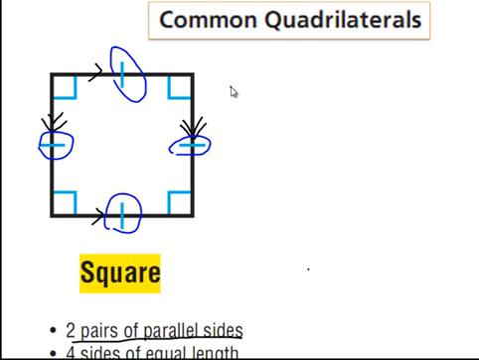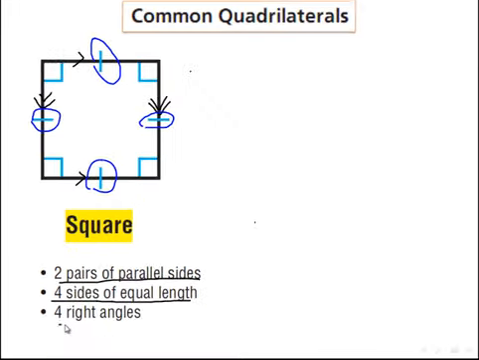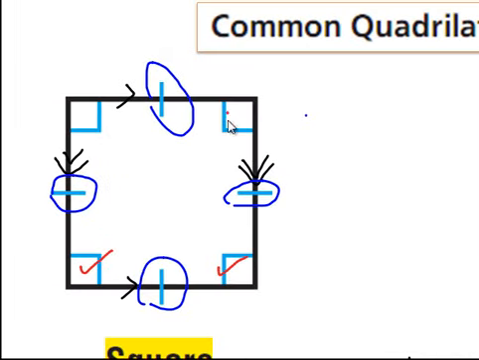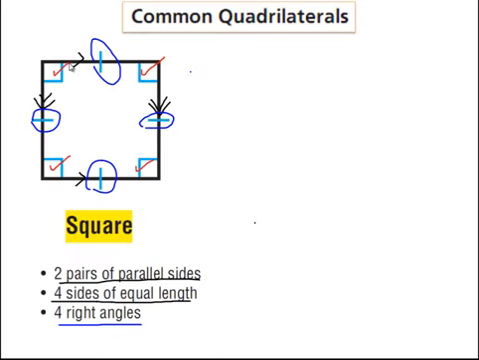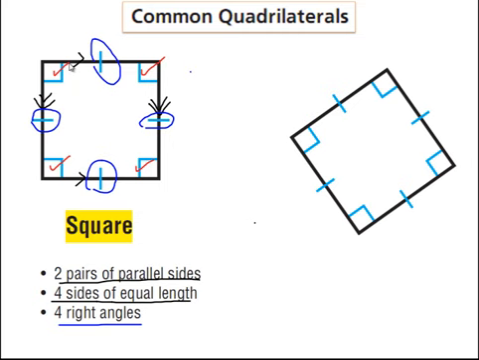And the third condition is four right angles. Can you see four right angles in this shape? Yes, I can. The first one, second one, third one, and the fourth one. When you see the shape, you can see, of course, four right angles, four sides of equal length, and parallel sides. Every two opposite sides are parallel.